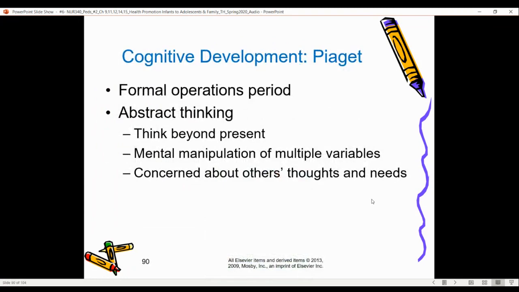Cognitive development, Piaget, is formal operations. So this is when they can think abstractly. They can think in future tense. They can think about all of those multiple variables. Critical thinking skills are really good at this point. They are concerned about others' thoughts and needs. Now, I say that they're thinking beyond the present, able to do critical thinking, able to think abstractly. Teenagers do not always, because they're risk takers and they don't always want to think about those kinds of things. But the key with cognitive development is they can think about those things. They can think about what they want to be as adults moving forward.